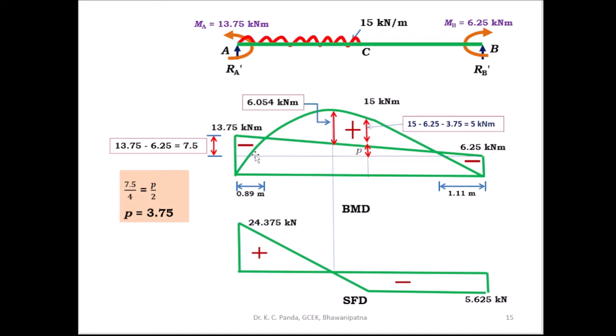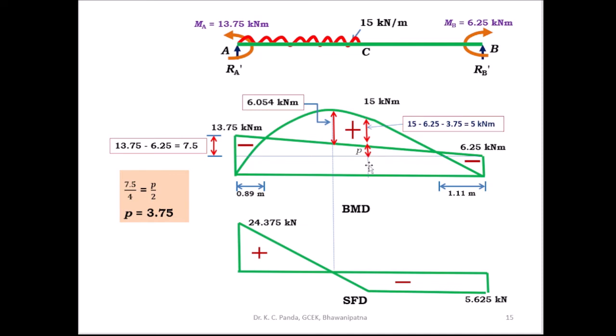So by taking, this is one triangle and this is another triangle. So here you know this distance, because this total is 13.75, this is 6.25. So this portion is equal to 7.5. So this side by this side is equal to this side by this side. That is 7.5 by 4 is equal to P by 2. Then you get the P value. P is equal to 3.75.